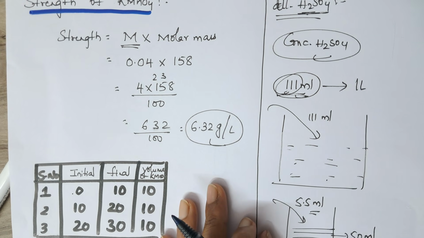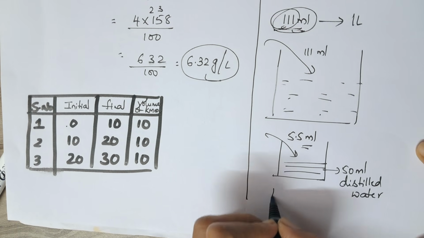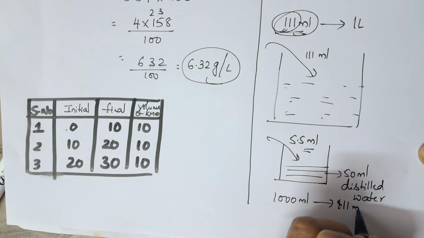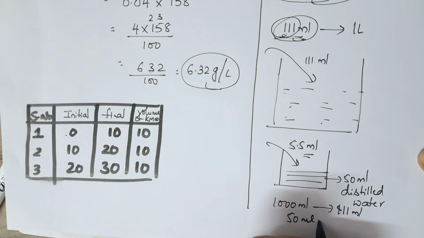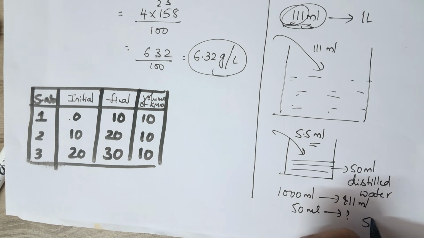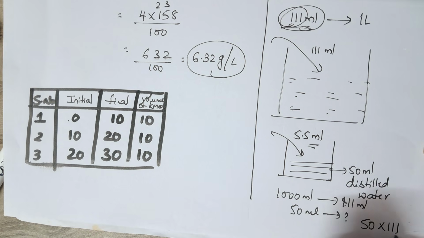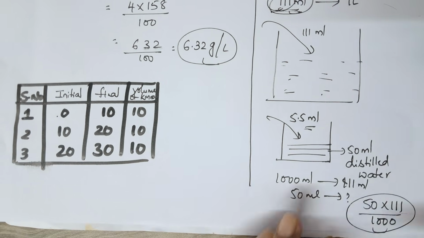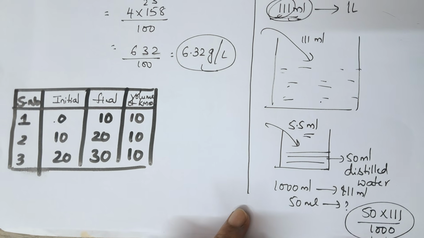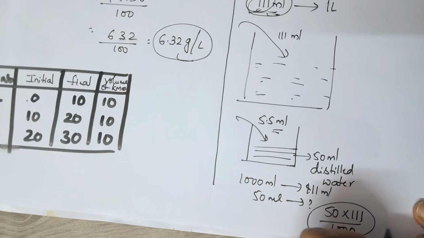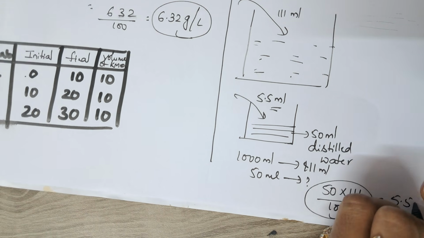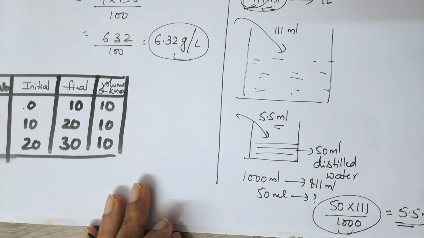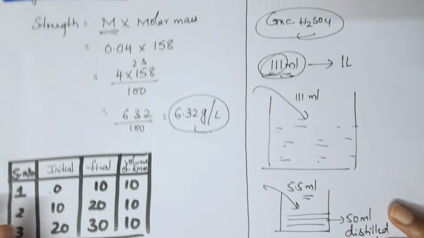For 1000 ml it is 111 ml. For 50 ml, how much? Do the cross multiplication: 50 into 111 divided by 1000. Like this, you can calculate for any amount in ml you want, for 1000, 50, 100, anything. Here I get 5.5 ml. We should add that to the 50 ml. So, our dilute H2SO4 is ready.